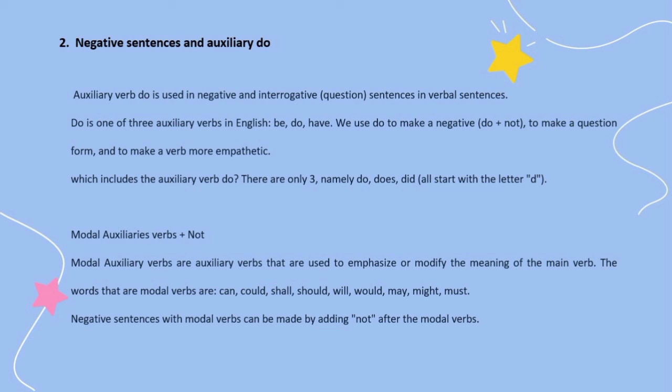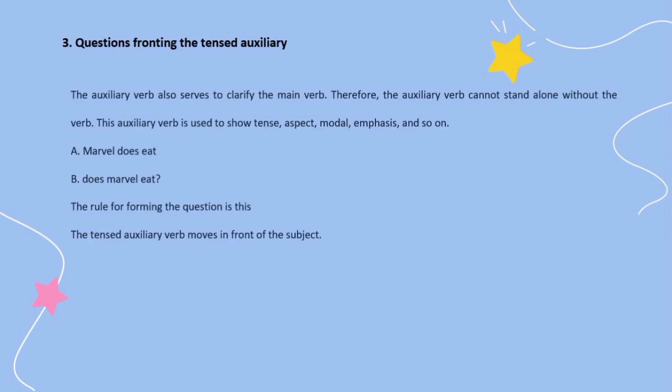Modal auxiliary verbs plus not. Modal auxiliary verbs are auxiliary verbs used to emphasize or modify the meaning of the main verb. The words that are modal verbs are can, could, shall, should, will, would, may, might, and must.